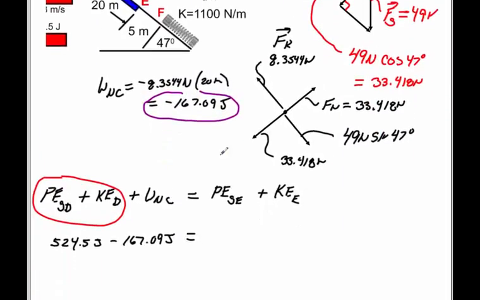So I come down to here, I put 5 kilograms times 9.8 meters per second squared. I will multiply that by negative 12.627, plus my kinetic energy I have at E.